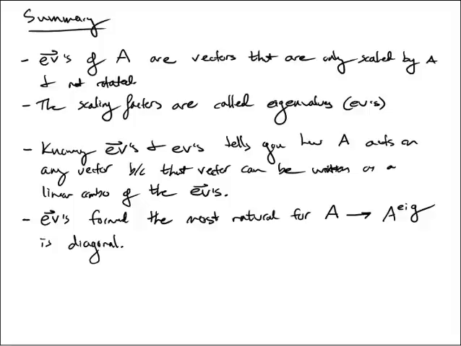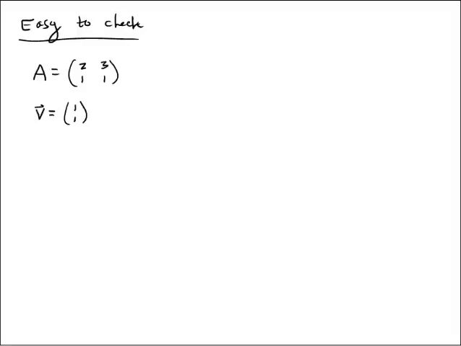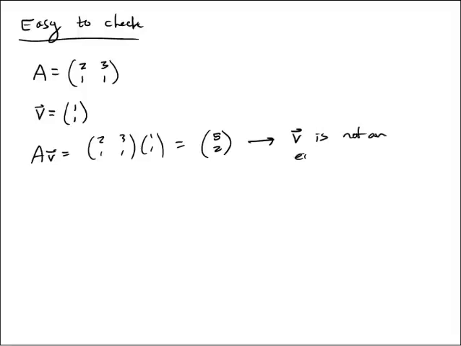Okay, so hopefully they're not too scary yet. If you want to check if something is an eigenvector, that's pretty easy. For example, let's say A is [2, 3; 1, 1], and we want to check if the vector v equals (1, 1) is an eigenvector of A. Well, we can write out Av is equal to [2, 3; 1, 1] times (1, 1), and that's equal to (5, 2). And (5, 2) is clearly not a multiple of (1, 1). So v is not an eigenvector.